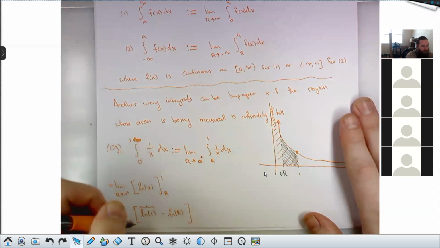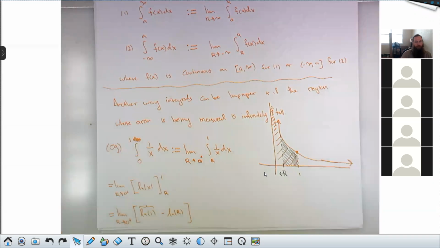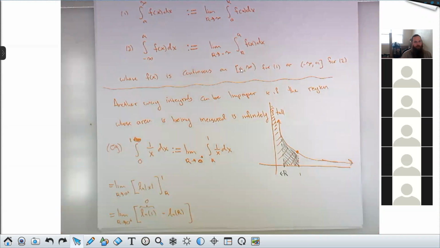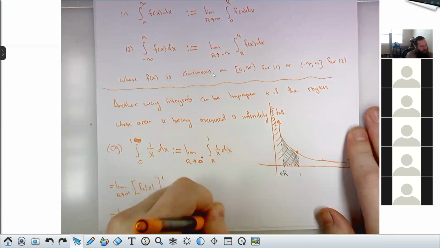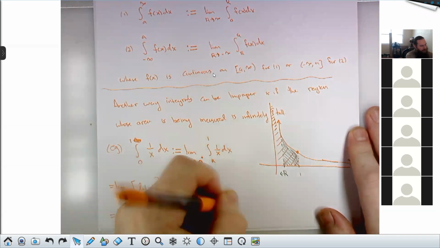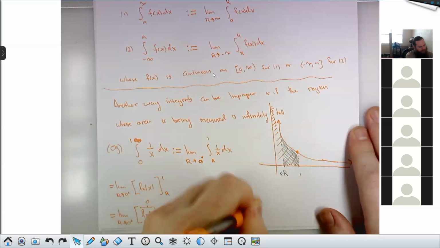What's the natural log of 1? 0. Good. So this is 0 minus the natural log of r. So what I need here is the limit as r goes to 0 plus of 0 minus the natural log of r.